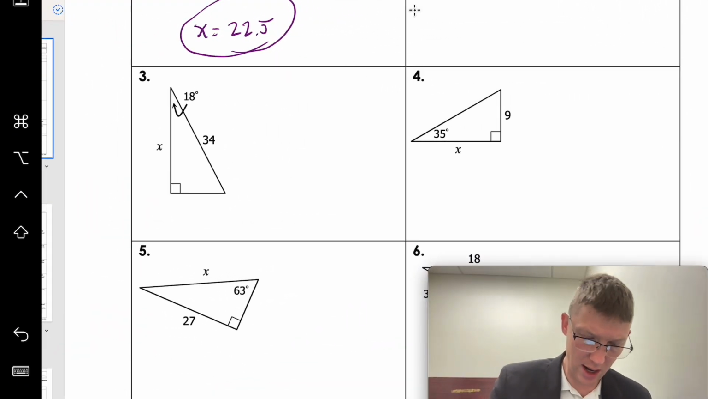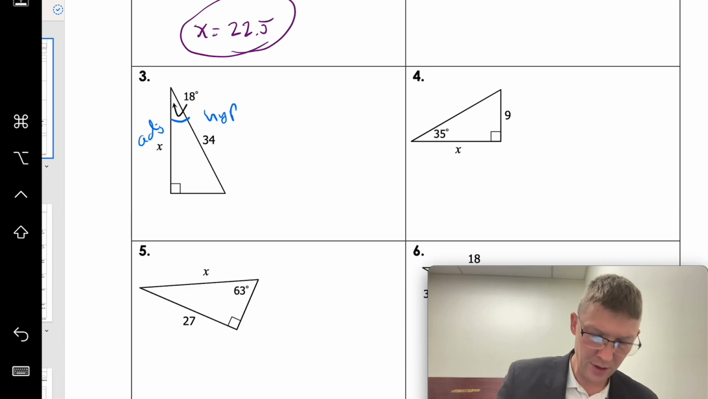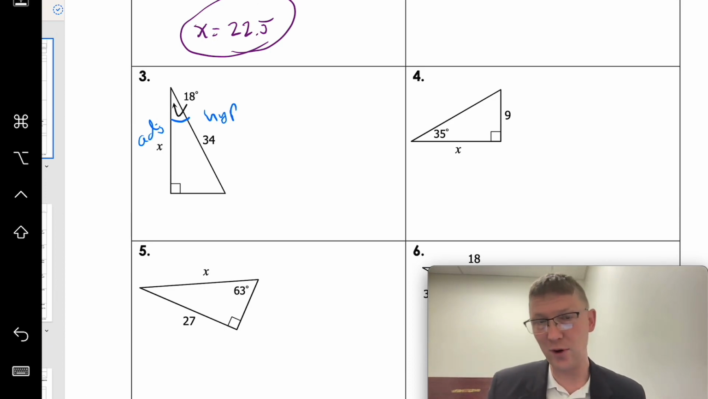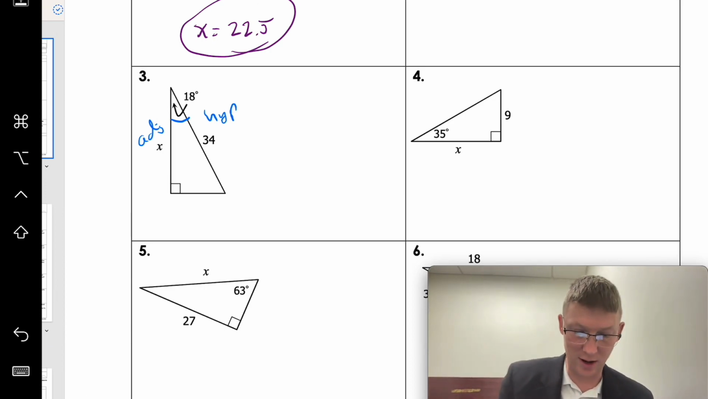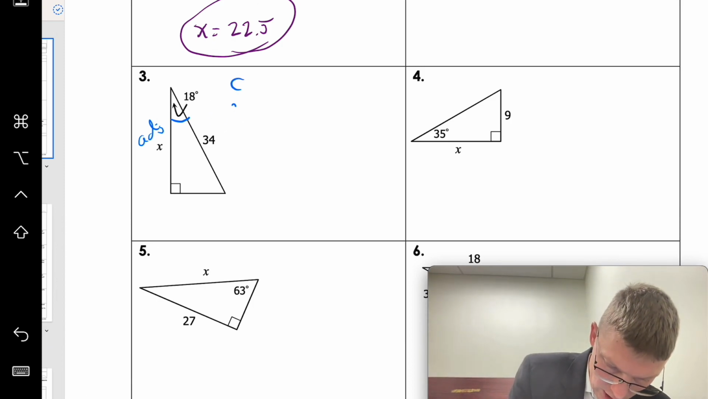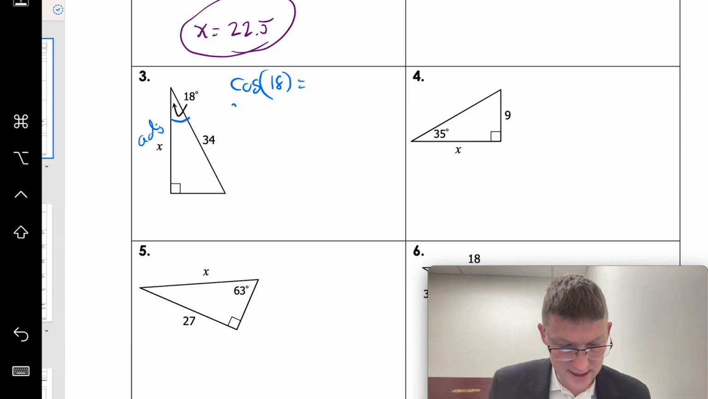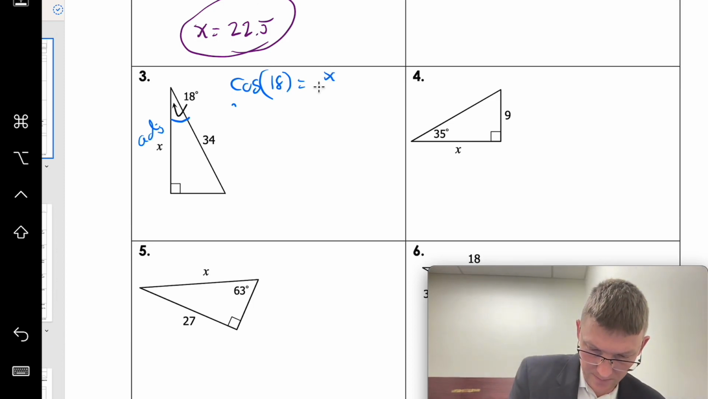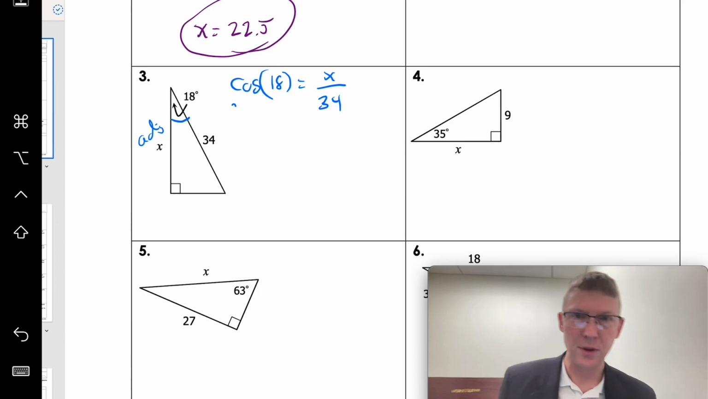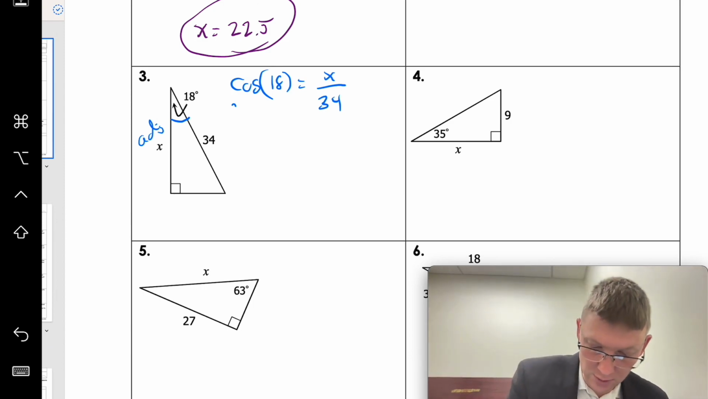All right, looking at number 3. We've got our angle right here. This is our adjacent side, and this is our hypotenuse. We used sine up top for opposite. Here, we're going to use cosine. So we can say the cosine of 18, I'm going to put that in parentheses just for fun, is equal to the adjacent divided by 34. So adjacent over hypotenuse. That's our definition of cosine. So the 34 is going to go up in front.